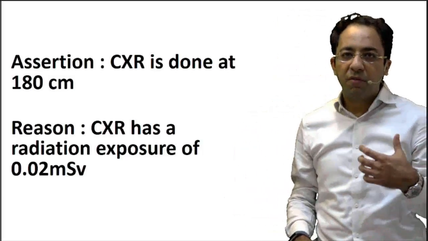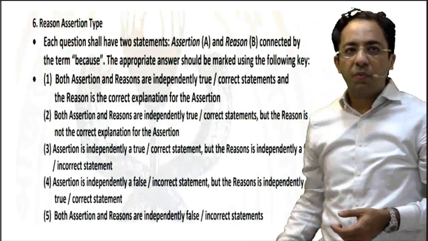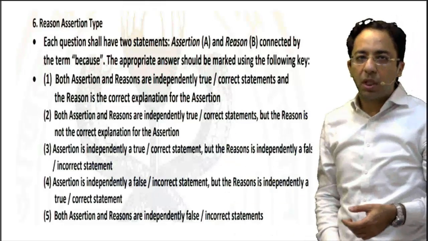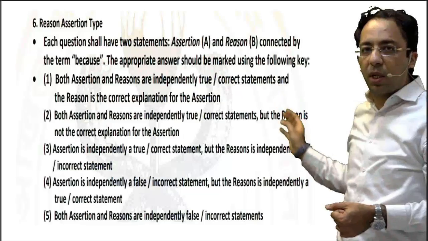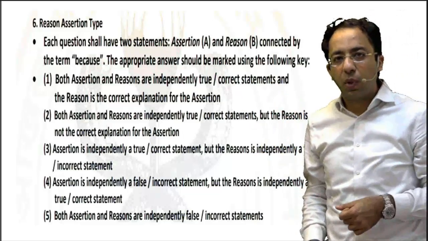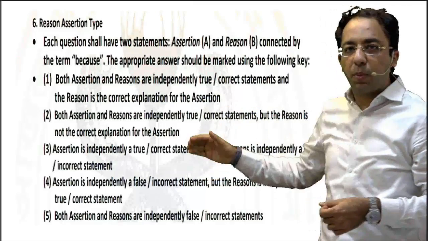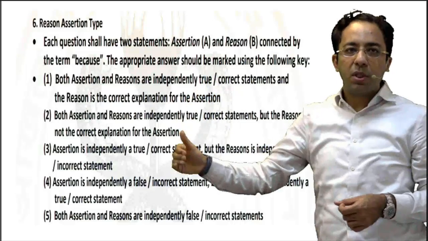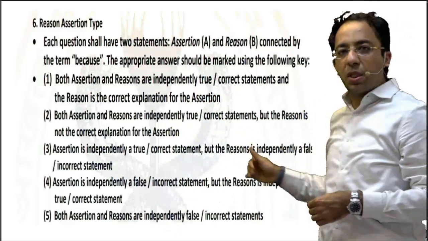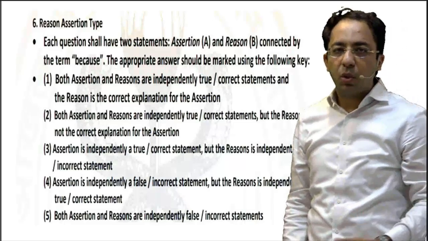But first, if you have a question like this, what are the answers possible? There are 5 answers possible in this scenario. Option 1 is assertion is true, reason is true, reason is the correct reason for assertion. Option 2 is assertion is true, reason is true, but reason is not the correct explanation. Option 3 is assertion is true, reason is false. Option 4 is assertion is false, reason is true. Option 5, both are false. Okay, so this is where you have the thing.